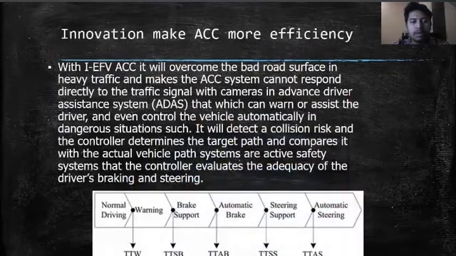And then with IEFV, ACC will overcome the bad road surface in heavy traffic, where the ACC system otherwise cannot respond directly to the traffic signal, using cameras in advanced driver assistance, which is ADAS, which can warn or assist the driver, even control the vehicle automatically in dangerous situations. We detect a collision risk and the controller determines the target path and compares it with the actual vehicle path. The system is active safety: the controller evaluates the adequacy of the driver's braking and steering.